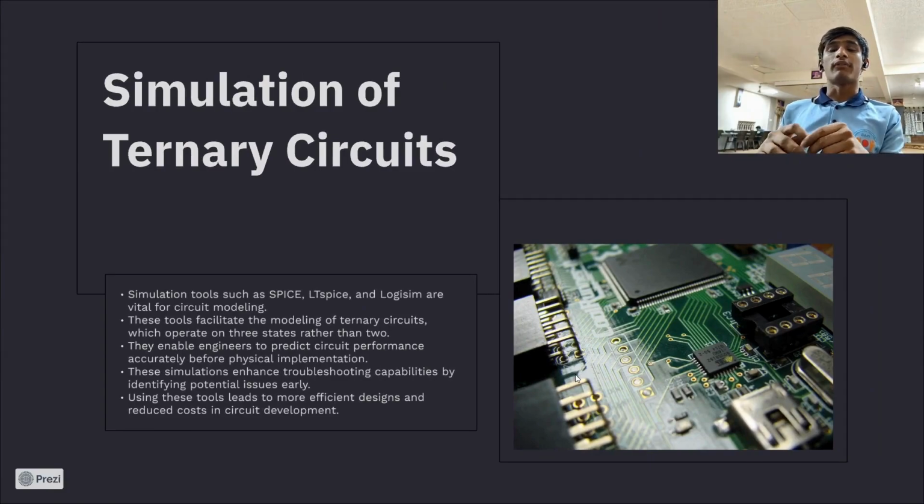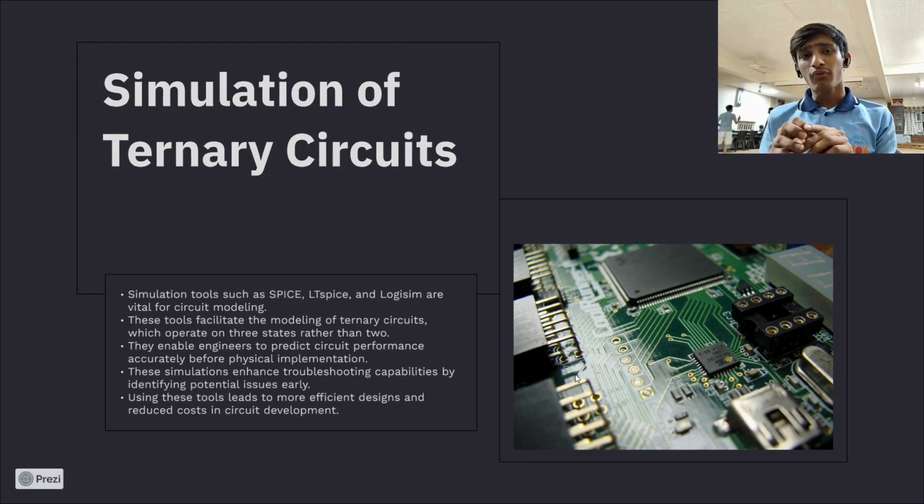Now, simulation of ternary circuits. There are many simulation tools, such as SPICE, LTspice, and Logisim, that are vital for circuit modeling. These tools facilitate the modeling of ternary circuits, which operate on three states rather than two. They enable engineers to predict circuit performance accurately before physical implementation. This simulation enhances troubleshooting capabilities by identifying potential issues early.